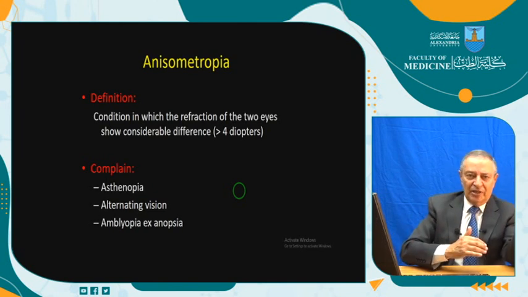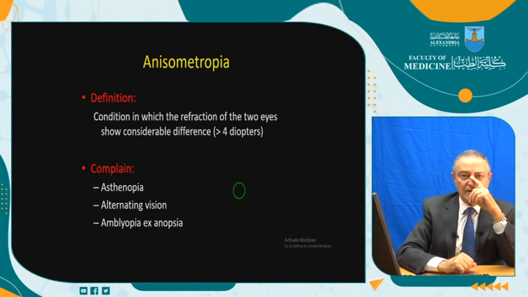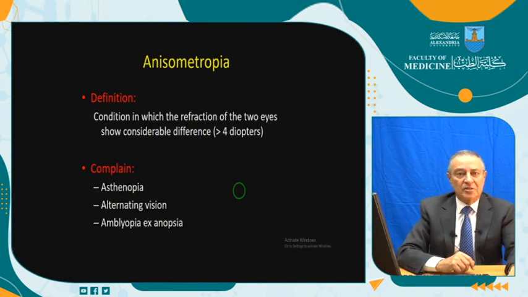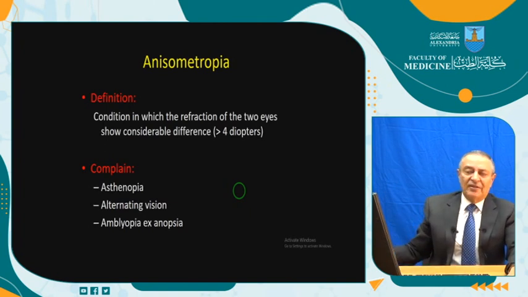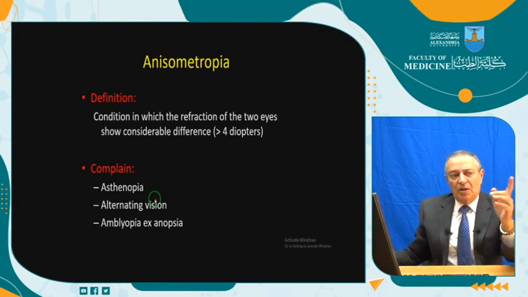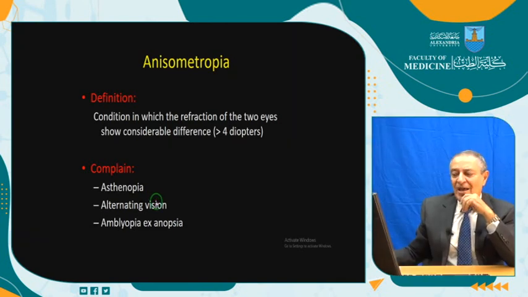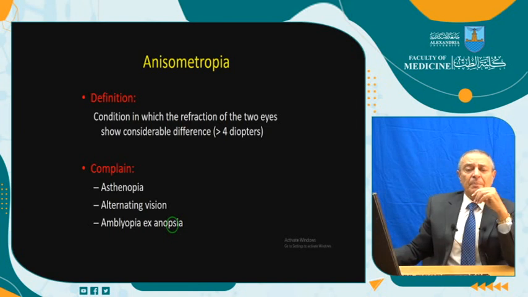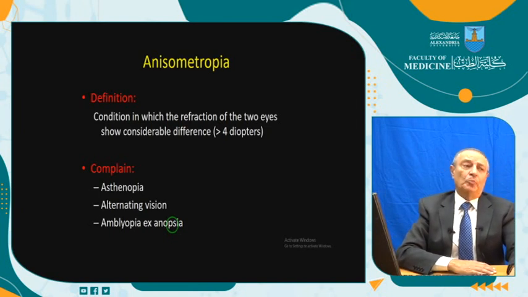It can be treated at a young age with a certain degree of success by occlusion of the sound eye to train the other eye, but after 5 years, maybe 8 years, you cannot treat this amblyopia, lazy eye. The complaint is asthenopia, alternating vision, maybe one eye will see far and one eye will see near, and amblyopia ex anopsia. Ex anopsia, that's not seeing. Anopsia meaning that one eye is seeing and the other eye is not seeing. Actually, hypermetropia is more amblyogenic than myopia.